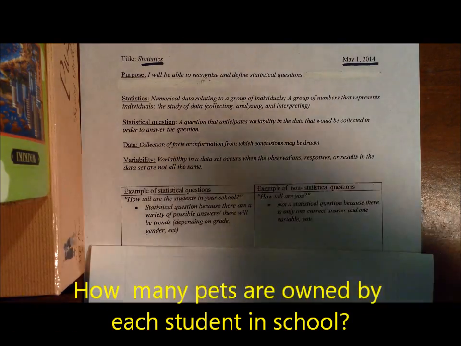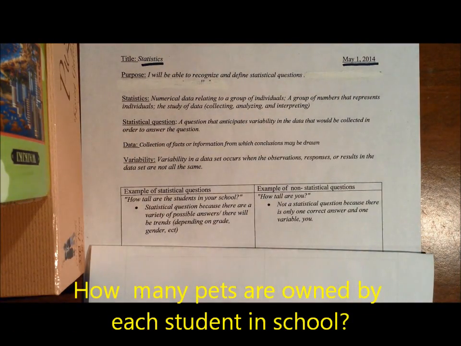So, think about the range for the next question. When I say the range, I want you to think about whether the range will be great, whether there will be a lot of different answers, or if there will be not as many different answers. How many pets are owned by each student in school? Will this question get a wider range of answers or a narrow range of answers, and why?